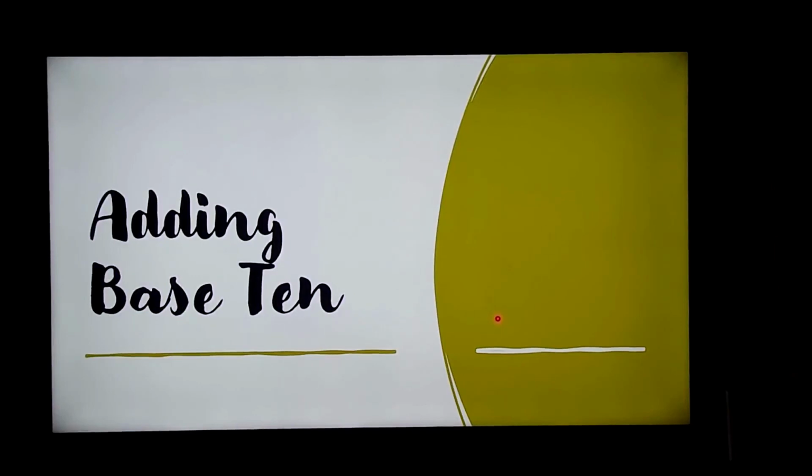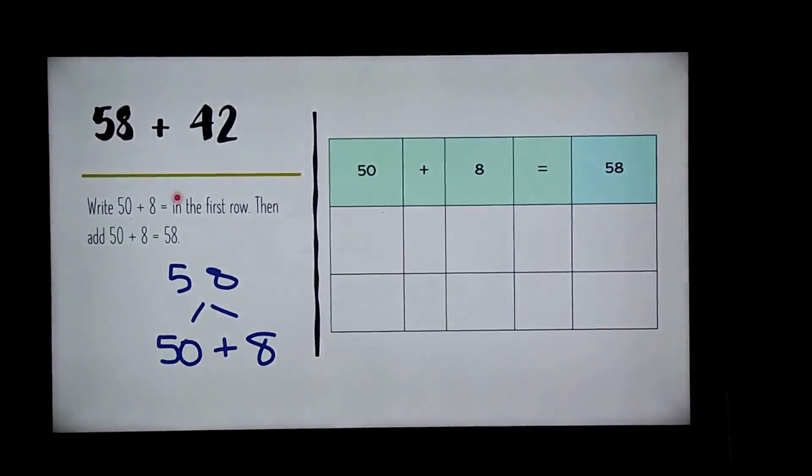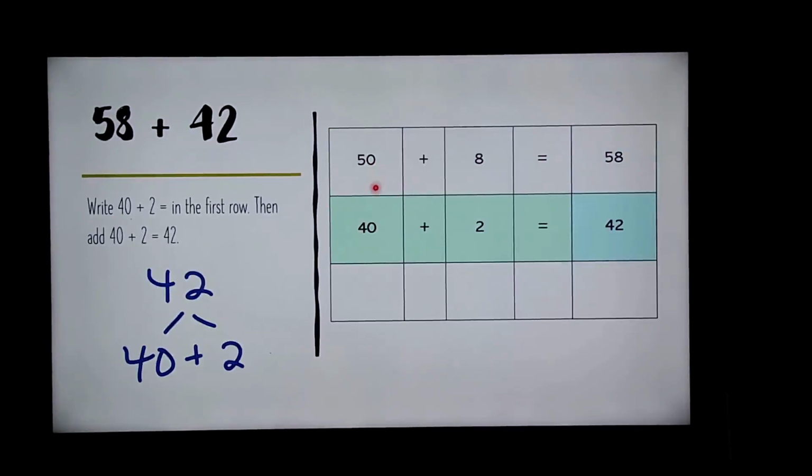So now we're going to move on to adding with base 10. So we have that same problem, 58 plus 42. As you can see here, we wrote the 50 here, and we separated that from the 8. So 50 plus 8, which is equal to 58 right here. So in the next row, we split up the 42 into 40 plus 2. And that gives us a total of 42.